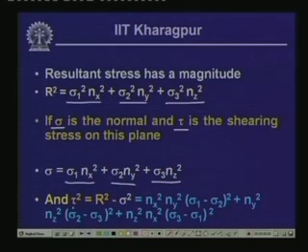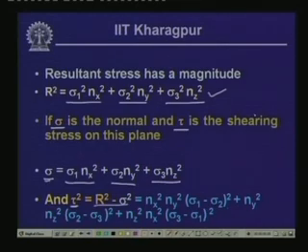and tau square, the shearing stress, can be represented as r square minus sigma square, and r square being this value, which is substituted, sigma square if we substitute here, and if we simplify we get an expression which is like this: n x square n y square times sigma 1 minus sigma 2 square plus n y square n z square times sigma 2 minus sigma 3 square plus n z square n x square times sigma 3 minus sigma 1 square. So, these two values sigma and tau are the stress on any plane which has a normal n.